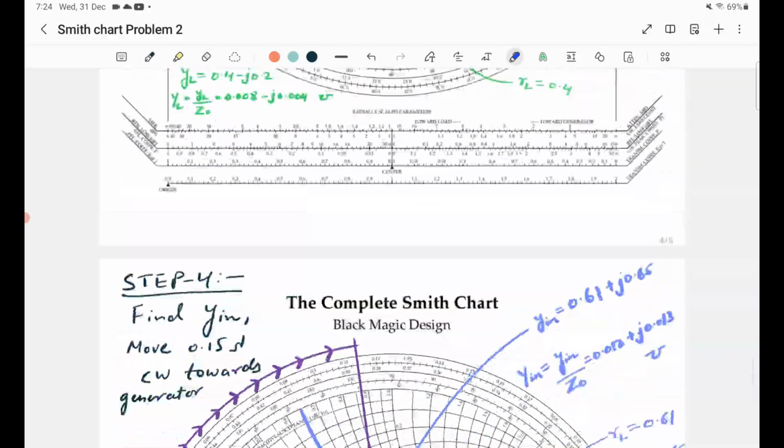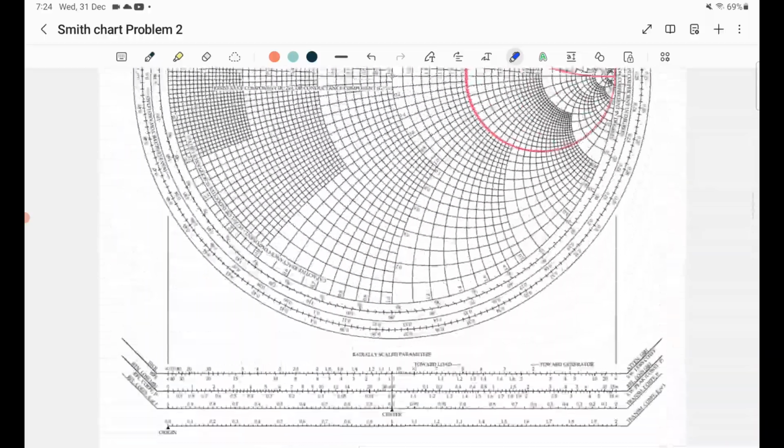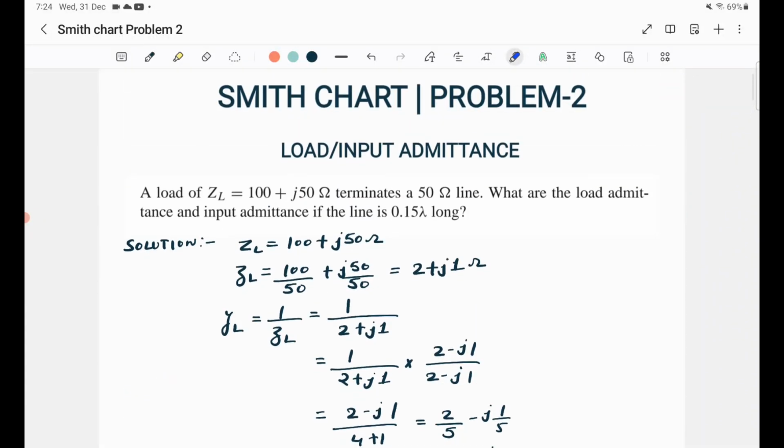Right. So in this problem we have seen how, using a Smith chart, you can find the load admittance and the input admittance if the length of the transmission line is known, when the value of the load impedance is given, which terminates a 50 ohm line. Okay, thank you very much.